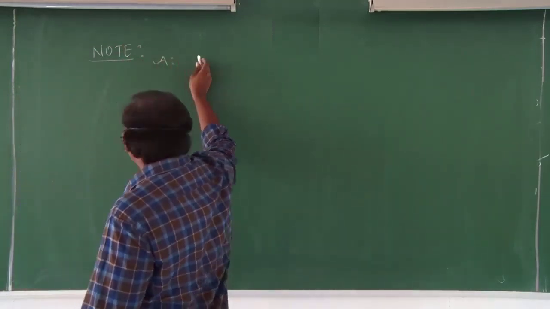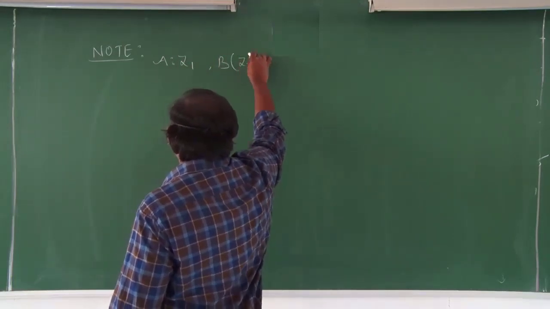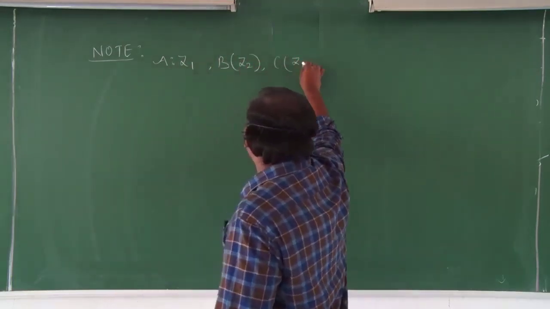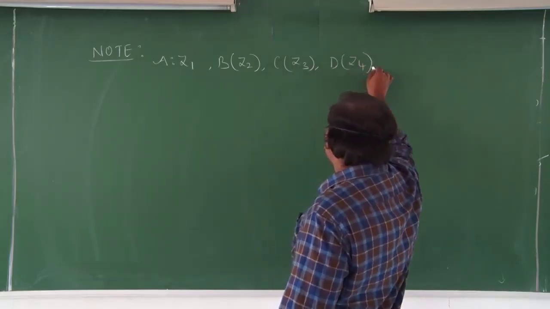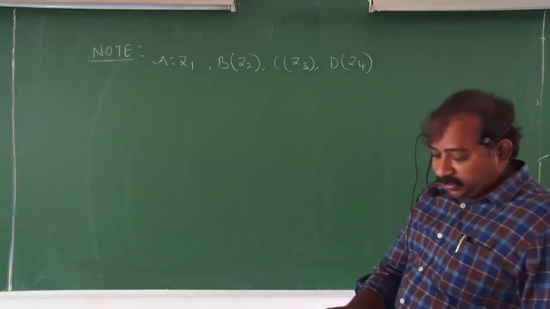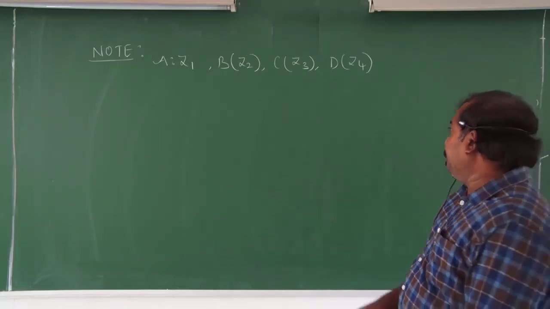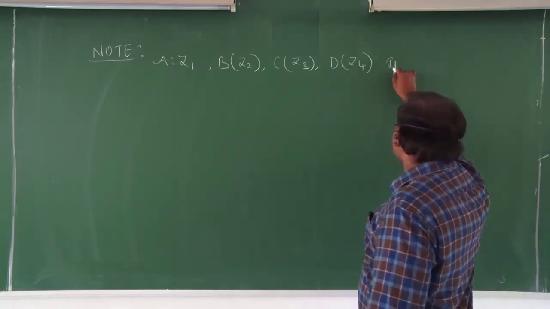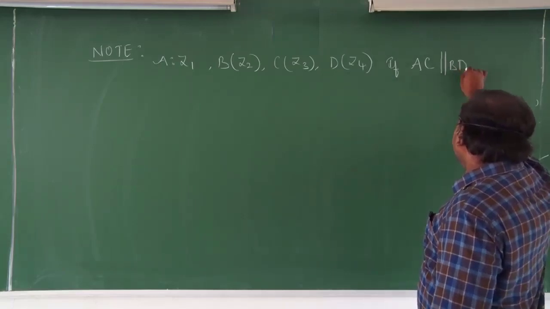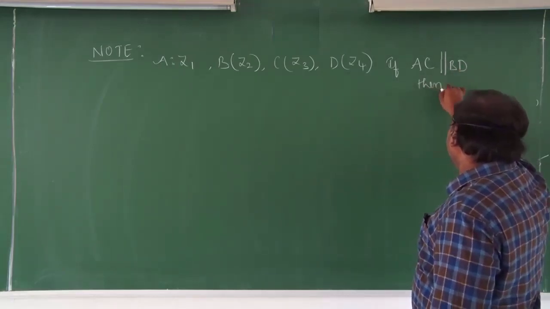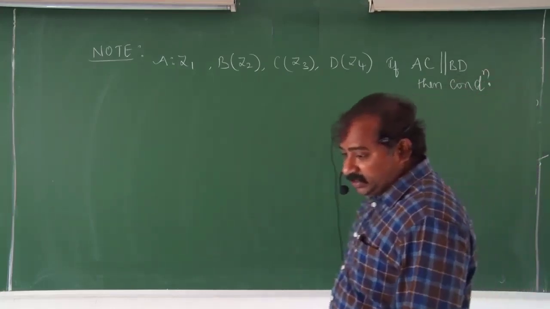A is the complex number, let it be z1. B is the complex number z2. C is z3. D is z4. These are the 4 points. For example, if AC is parallel to BD, then what is the condition if they are given like this?